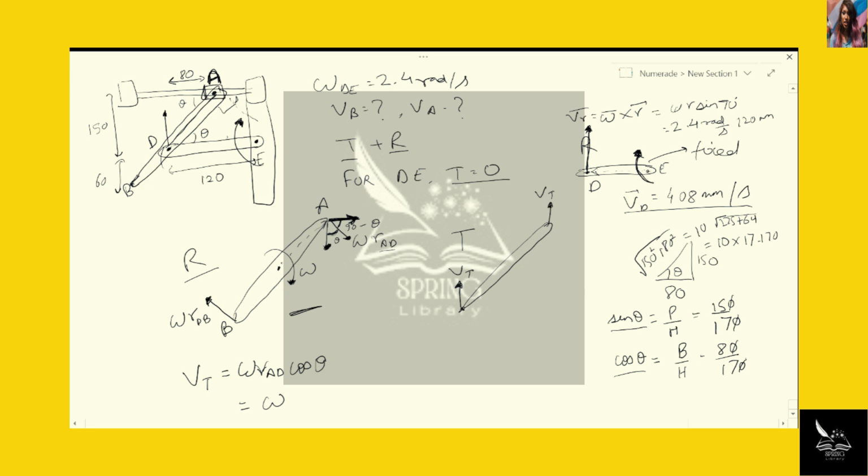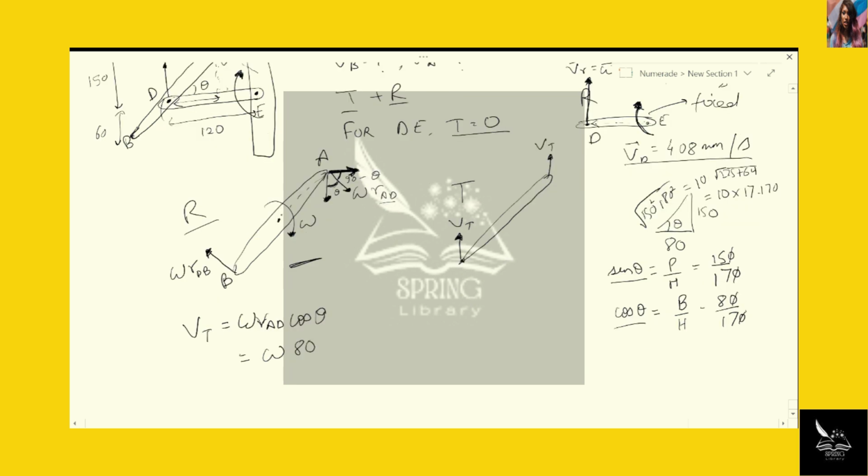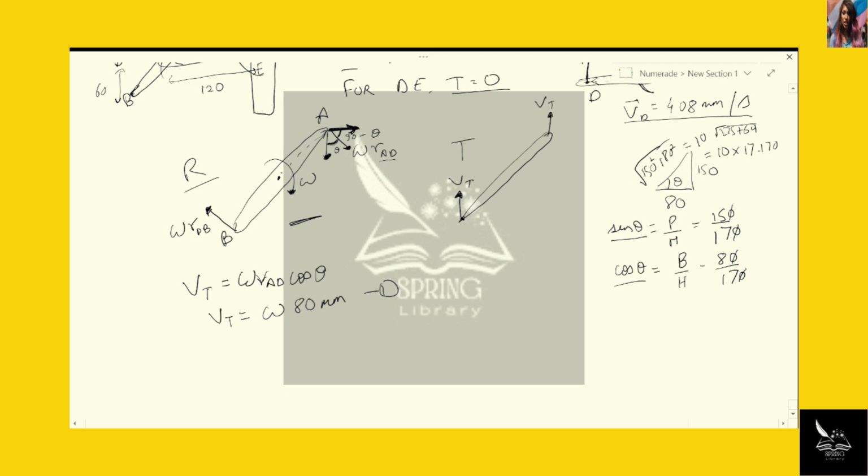And we can see that this is like the hypotenuse of that triangle. So RAD times cos theta will just give us the base of the triangle, which is going to be 80. So RAD times cos theta will just drop here. Then this will just be 80. So RAD cos theta is just going to be 80 millimeters. This is our Vt. This is equation 1.